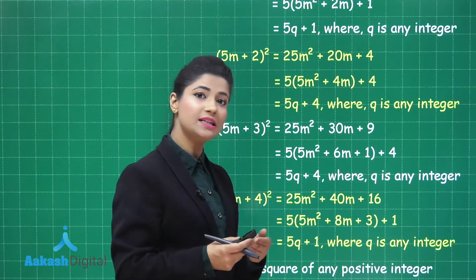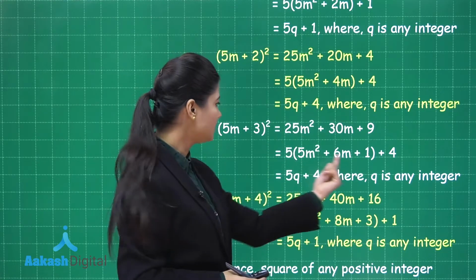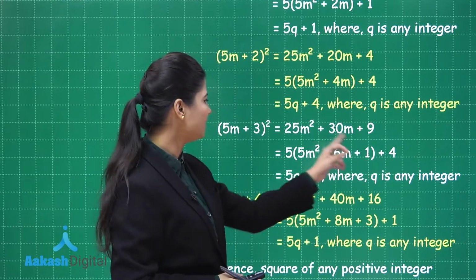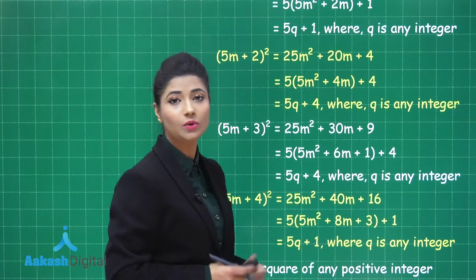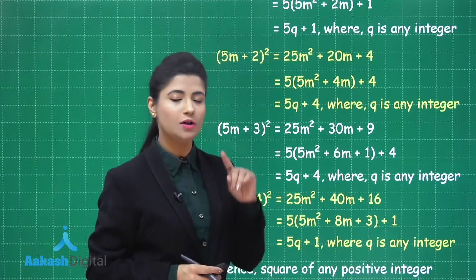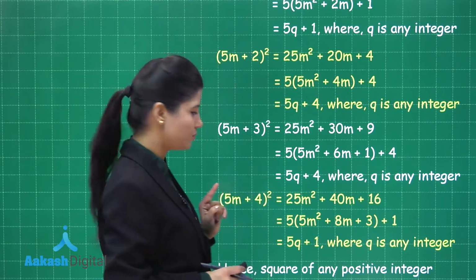So you can easily take 5 common from 25m square, 30m and 5, resulting here in the bracket 5m square plus 6m plus 1 plus 4. So again this whole bracket can be considered as q, some integer. So this is represented in the form of 5q plus 4. So notice again here it is not in the form of 5q plus 2 or 5q plus 3.